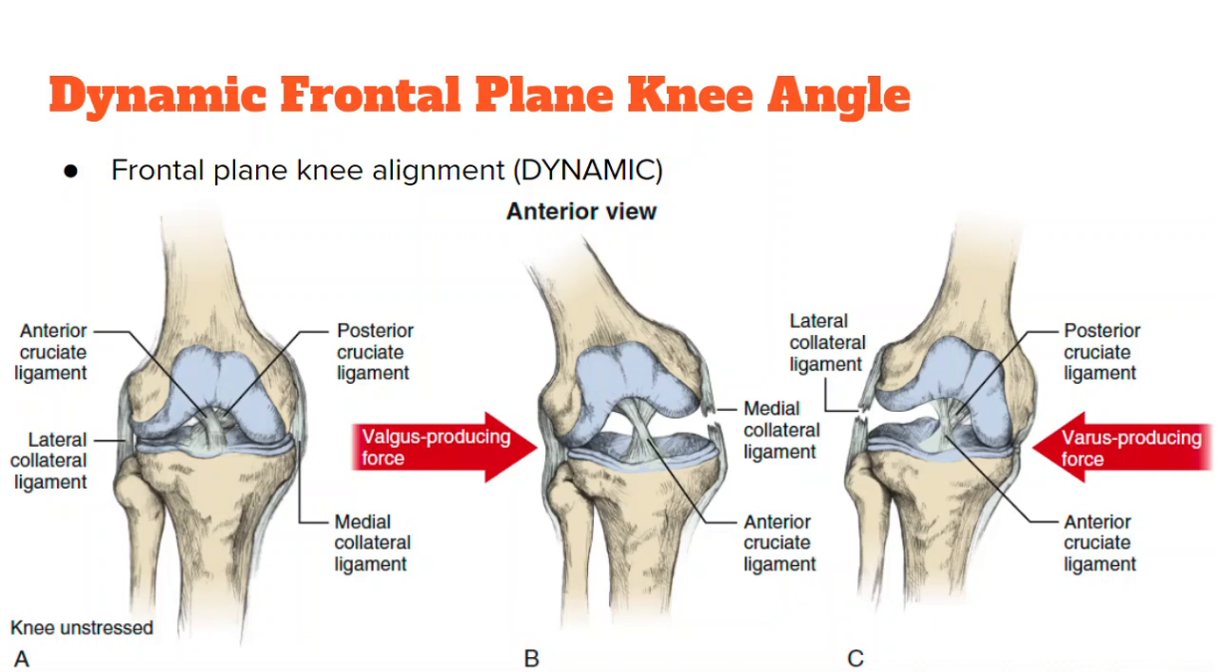Looking at dynamic movements, forces that will push you into valgus or varus. If you have a valgus force, so it's coming on the lateral side, you'll have an increased tensile load, potentially rupturing the medial collateral ligament, and increased compression on the lateral side. If you have a varus producing force coming from the medial side, you'll have an increased tension on the lateral collateral ligament, potentially rupturing it, and increased compression on the medial side.